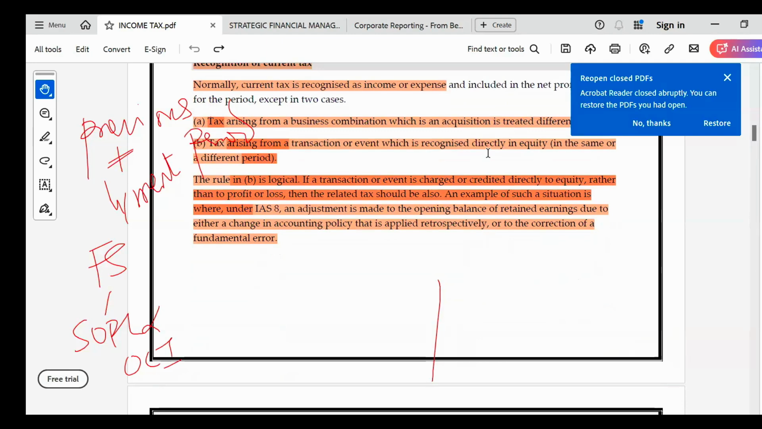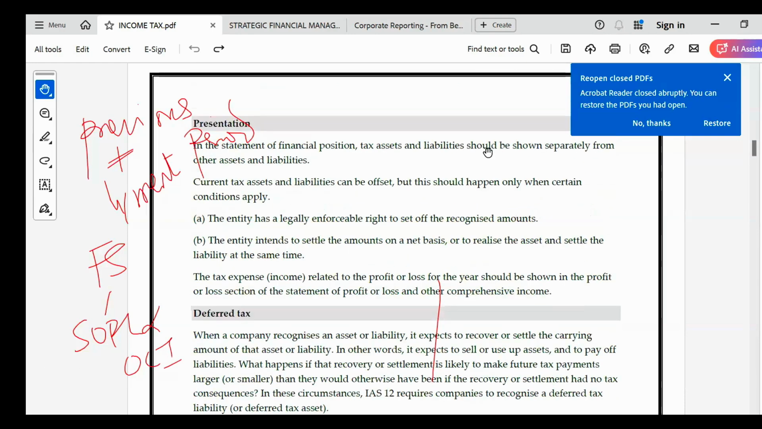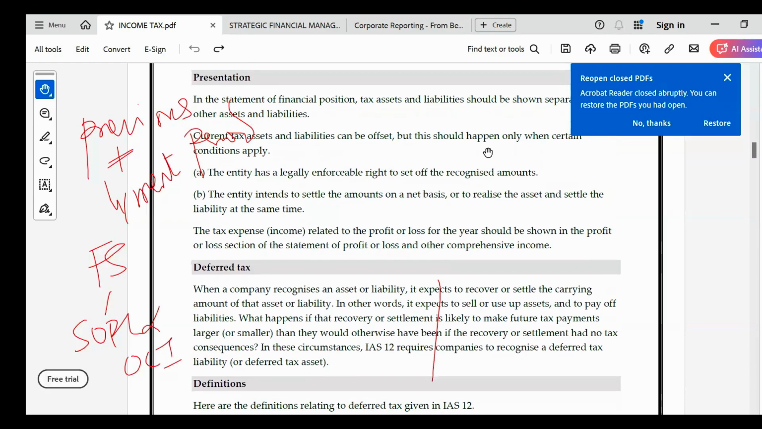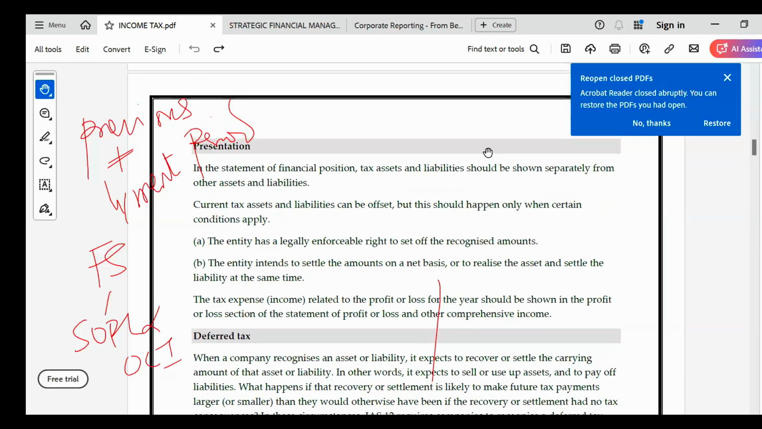All right, tax arising from a transaction or event which is recognized directly in equity in the same or different periods. All right. We went on to presentation. Like I said, presentation will be that your tax asset is showing separately from your tax liability. But the standard is not against set-offs. You can have set-off. And we said it's the same condition that IAS 1 gave for set-offs that applies to current tax assets and current tax liability.